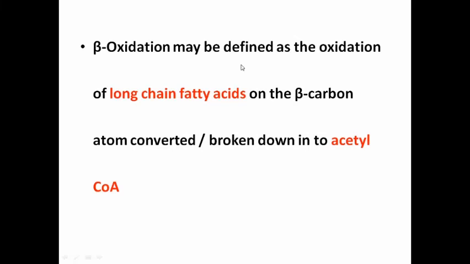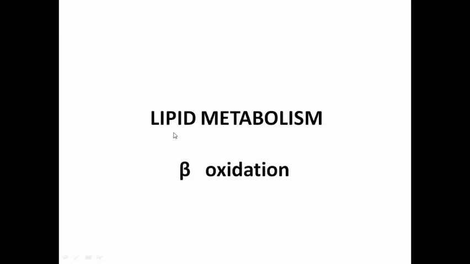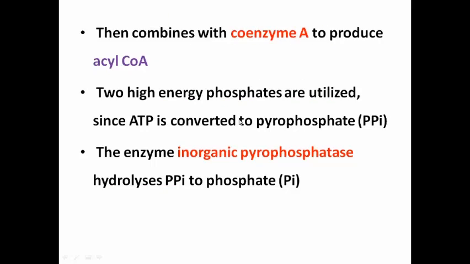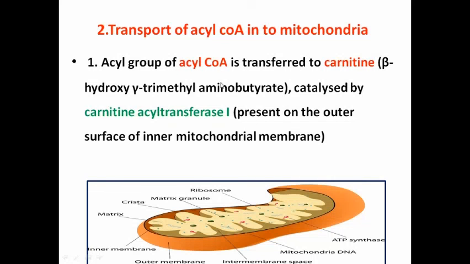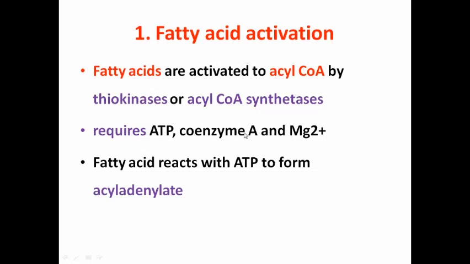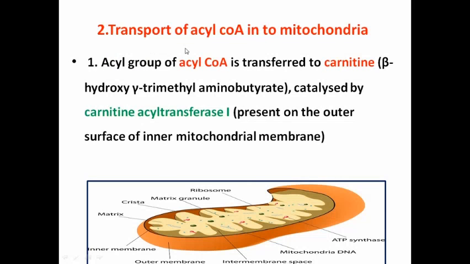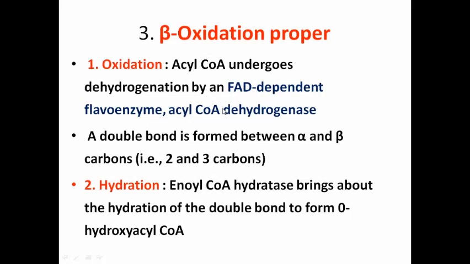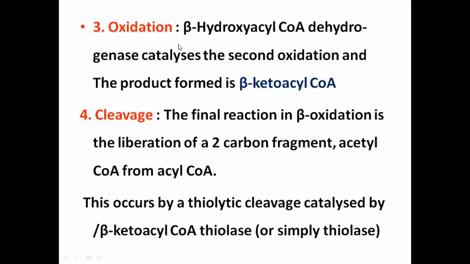Beta oxidation is one of the lipid metabolism pathways. Three steps are here. The first step is the activation of the fatty acid, which is done in the cytosol. The second step is the transport of acyl coenzyme A into the mitochondria, across the outer and inner mitochondrial membranes. The third step is beta oxidation proper, where four steps are followed: oxidation, hydration, oxidation and cleavage.